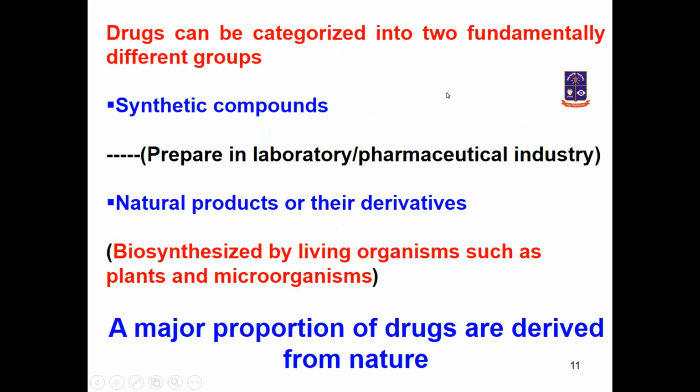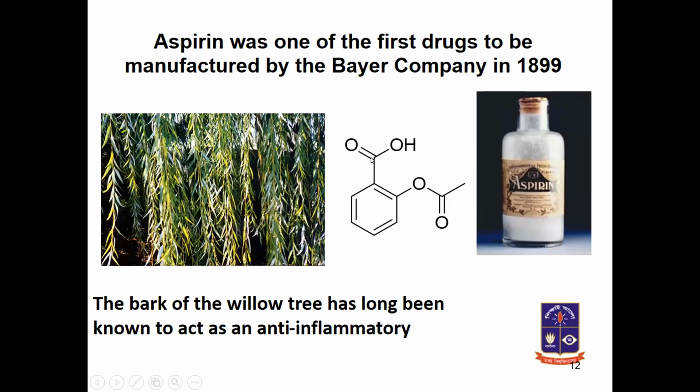And drugs can be categorized into two fundamental groups: synthetic compounds, or natural products and their derivatives. A major portion of drugs are derived from nature. We know aspirin was one of the first drugs to be manufactured by the Bayer company in 1899, and it is mainly used as an anti-inflammatory. It is based on the bark of the willow tree.